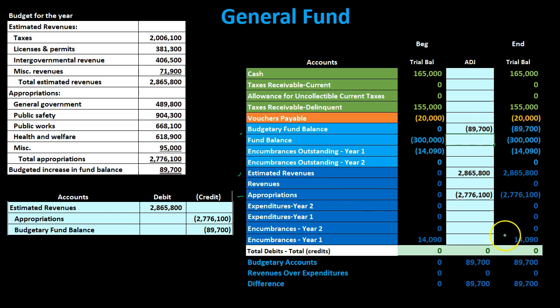As we add up the debits and credits on the bottom side, what would be the income statement accounts, remember, we're going to have to group these a little bit differently. We may want to group them between here's the budgetary accounts, debits minus the credits, and here's the revenue and expenditures accounts, debits minus the credits.